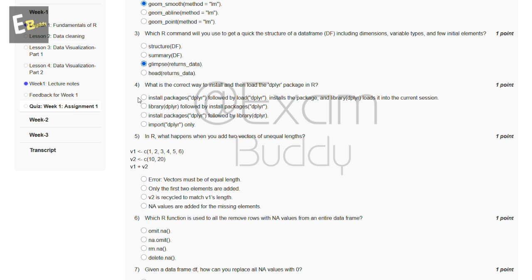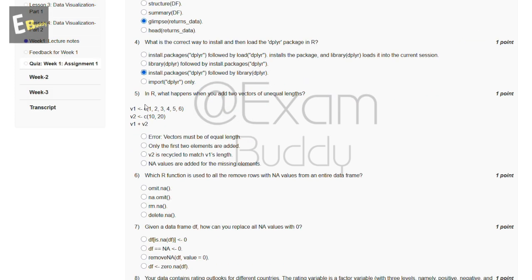Now the fourth question is: what is the correct way to install and then load the dplyr package in R? So these are the options and the answer of the fourth question is C, install.packages dplyr followed by library. Now the fifth question is: in R, what happens when you add two vectors of unequal length? So the answer of the fifth question is C, V2 is recycled to match V1's length.